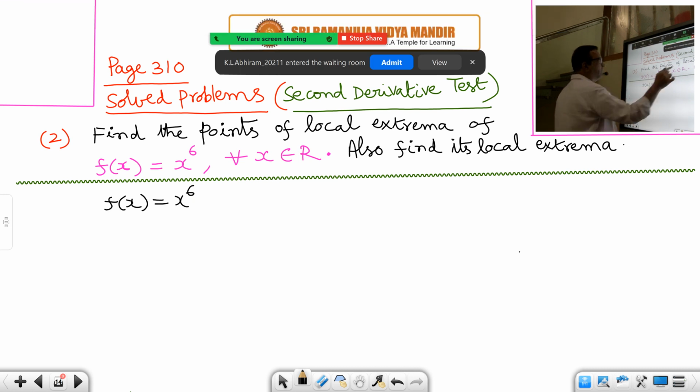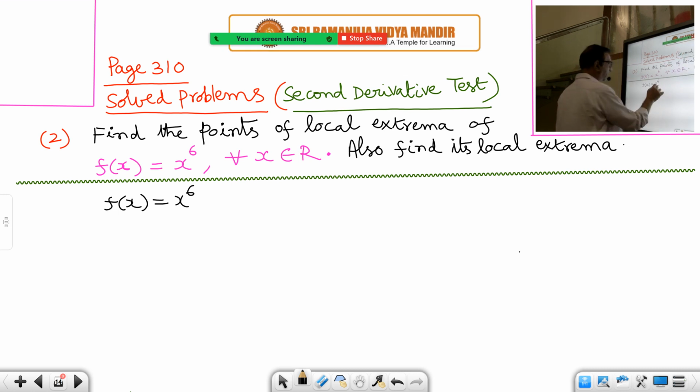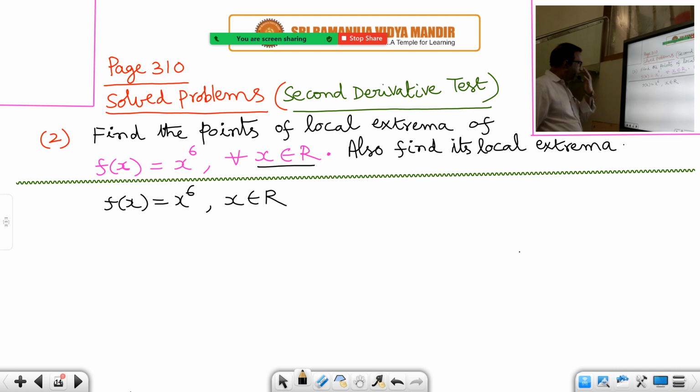This is the function, and of course this is a 6th degree polynomial. You know the domain is R, and he has given x belonging to R. The entire domain we have to consider now. What is f dash x? Tanmayi, please tell what is f dash x? Sir, 6x power 5, sir.